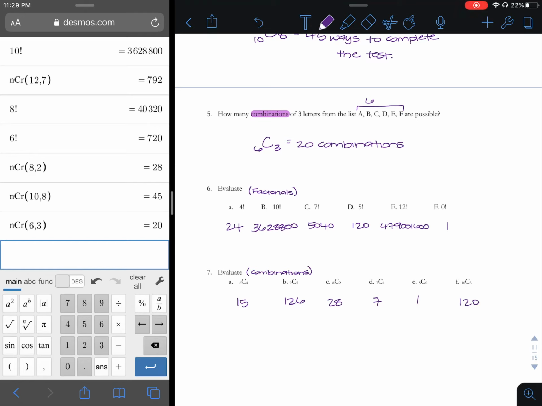Okay, so in this section, we talked about factorials and combinations, what they mean, and how to find them. Again, factorials are orders, and combinations are choosing something, and there is no order. Okay, so that's the end of 10.3.